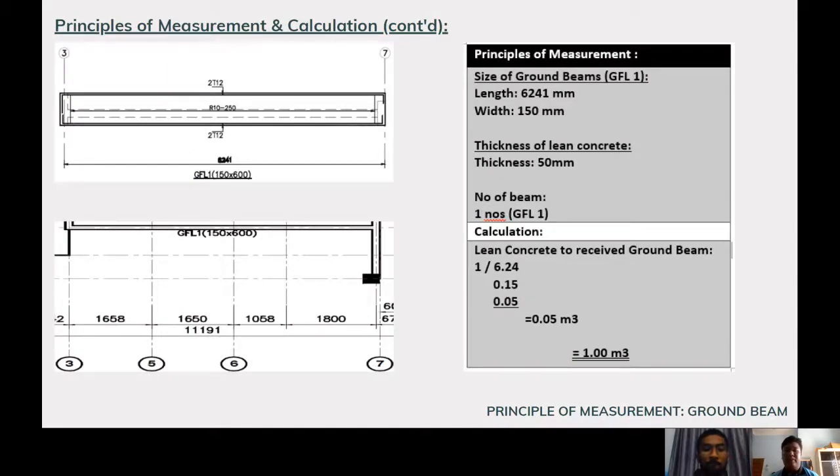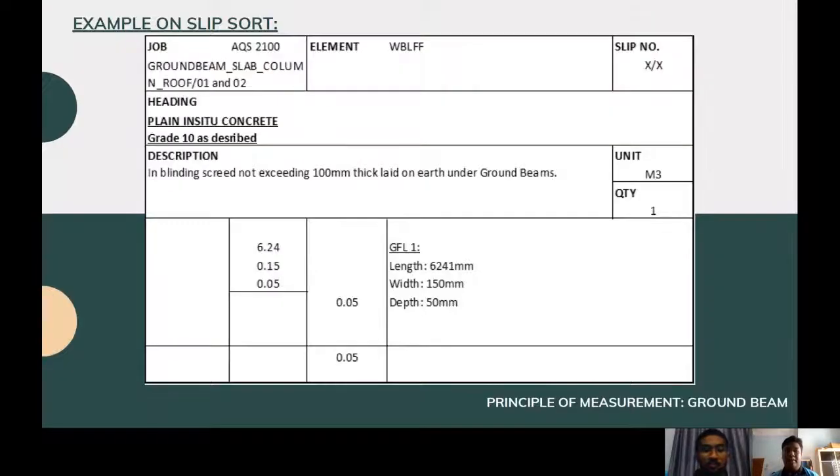So for the principle of measurement, you can see that we need to know the size of the ground beam and the thickness of the blinding concrete. After that, we also need to know the number of beams and multiply all of that. This is an example of the blinding concrete on the slip sheet, where we have the heading, description, and at the side we have all the sizes that we need to use to measure the blinding concrete.